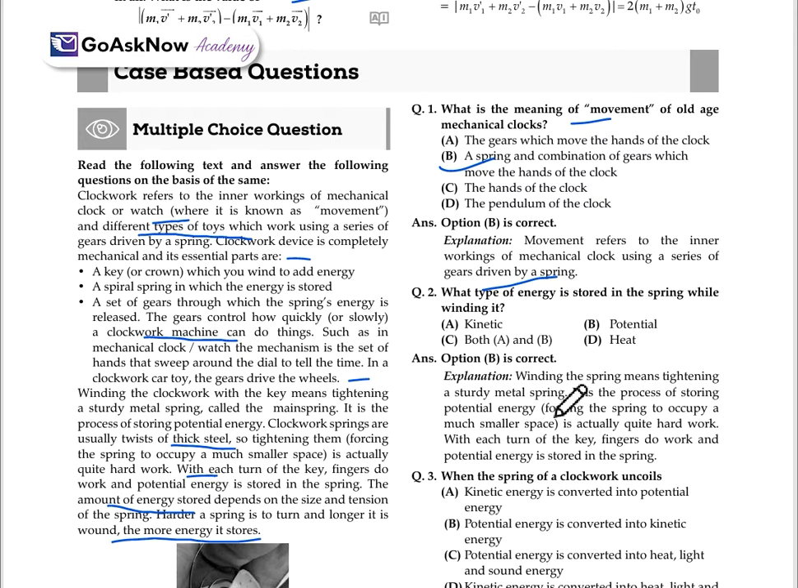It is the process of storing potential energy, forcing a spring to occupy a much smaller space. It is actually quite hard work. Within each turn, the key fingers do the work, and potential energy is stored. So we can say that potential energy is going to be stored.